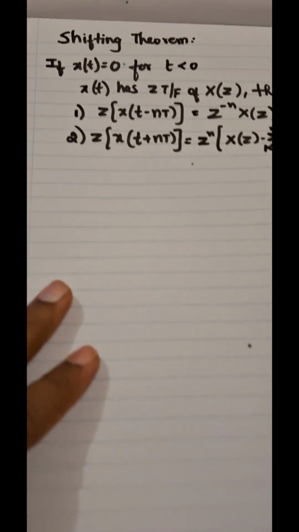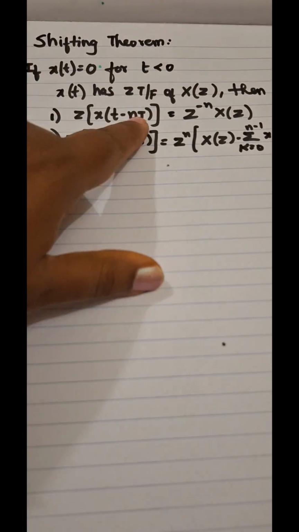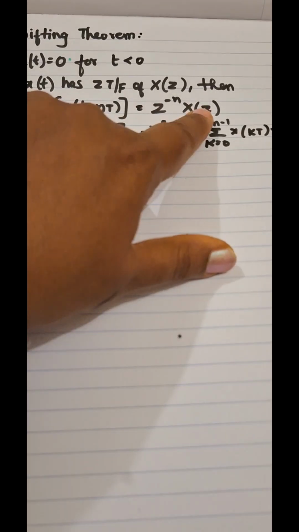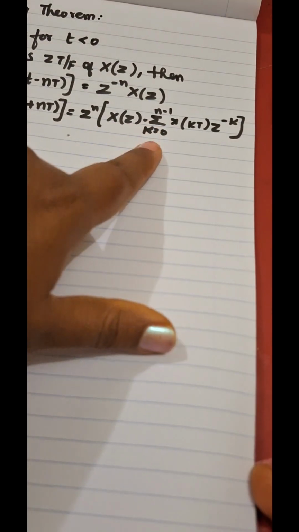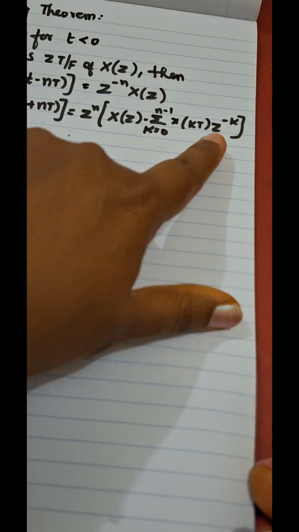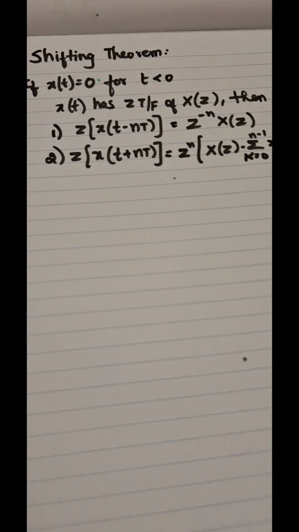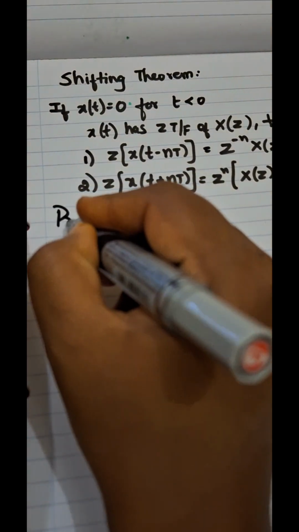So it is stated that shifting theorem means these are the two. T minus nT should give z power minus n into X of z. T plus nT should give z power n into X of z minus sigma k equals 0 to n minus 1 of x of kT z power minus k. So we need to prove this. So how to prove? So the proof.